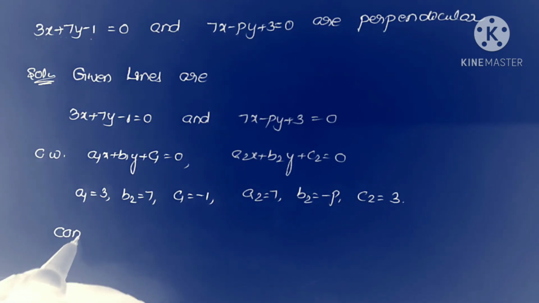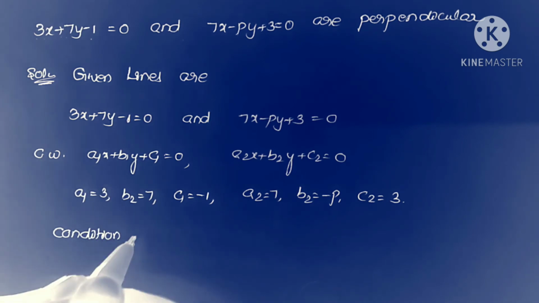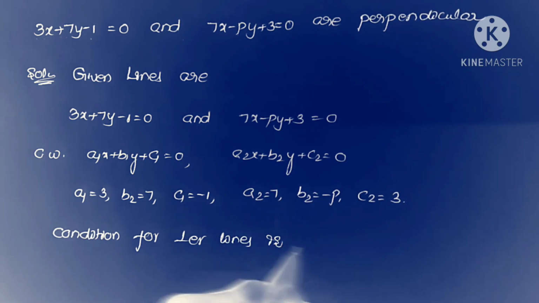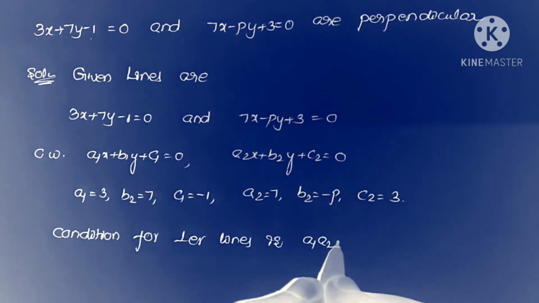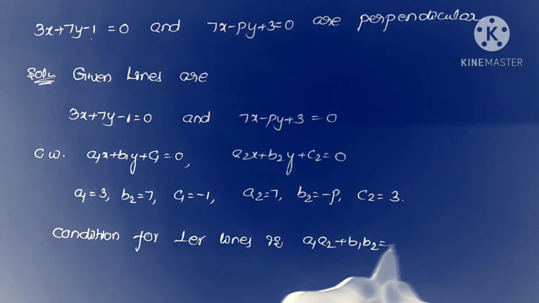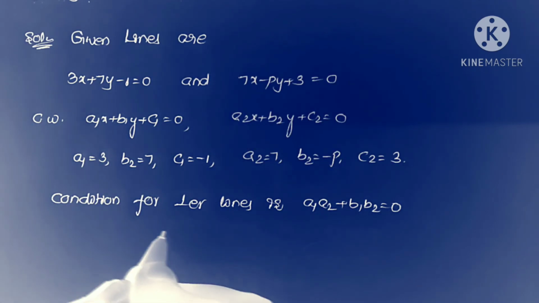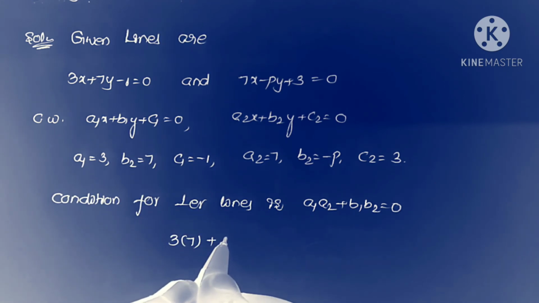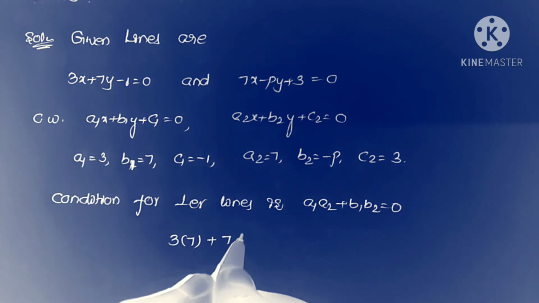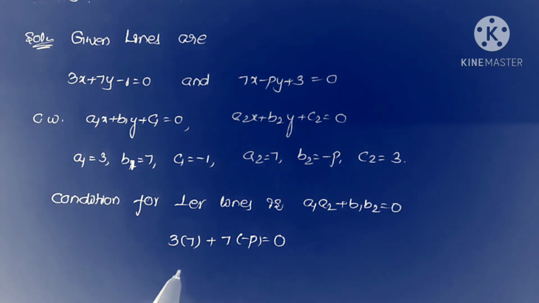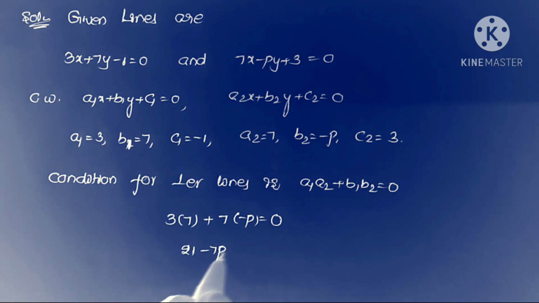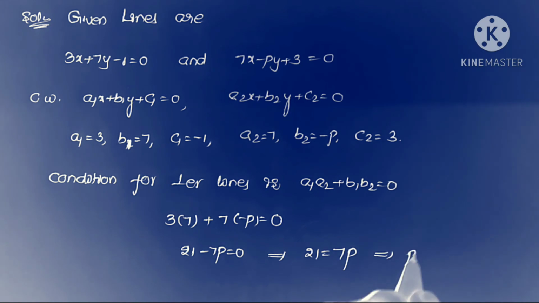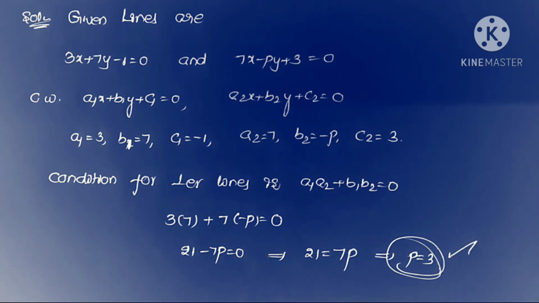Next we write the condition for perpendicular lines. What is the condition for perpendicular lines? a1 a2 + b1 b2 = 0. So condition for perpendicular lines is a1 a2 + b1 b2 = 0. Now replacing the values, a1 a2, 3 into 7, plus b1 b2, 7 into -p, is equal to 0, that is 21 - 7p = 0. Then 21 = 7p, therefore the value of p is equal to 3. That's all.